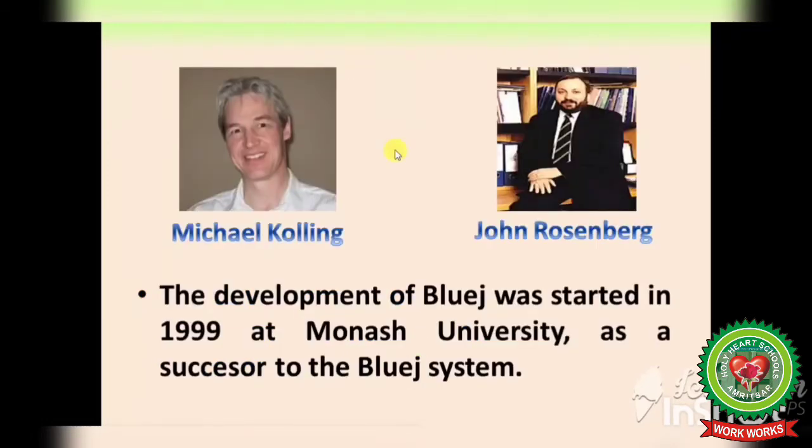The development of BlueJ was started in 1999 at Monash University as a successor to the Blue system by Michael Kölling and John Rosenberg.